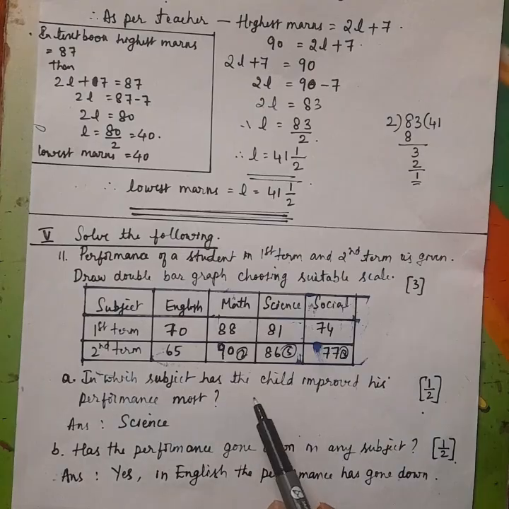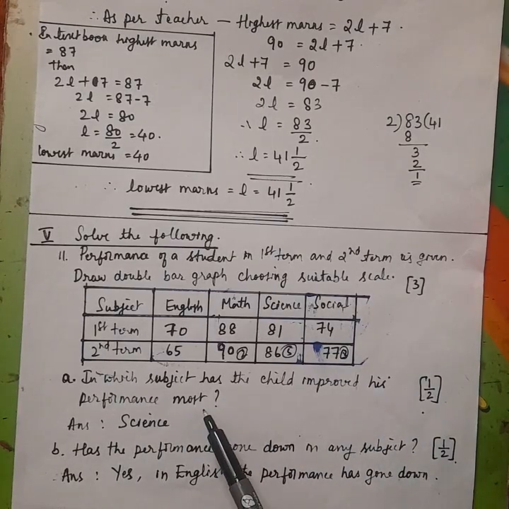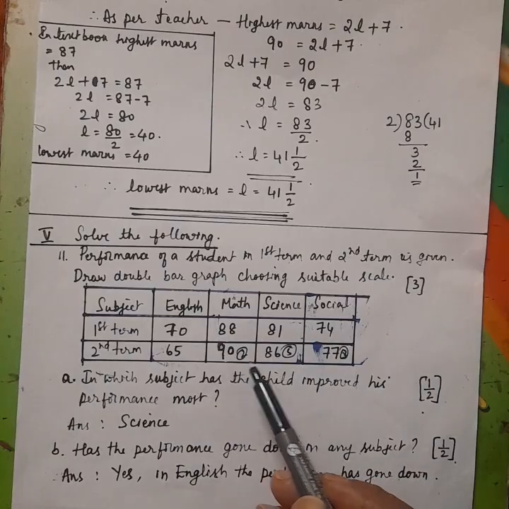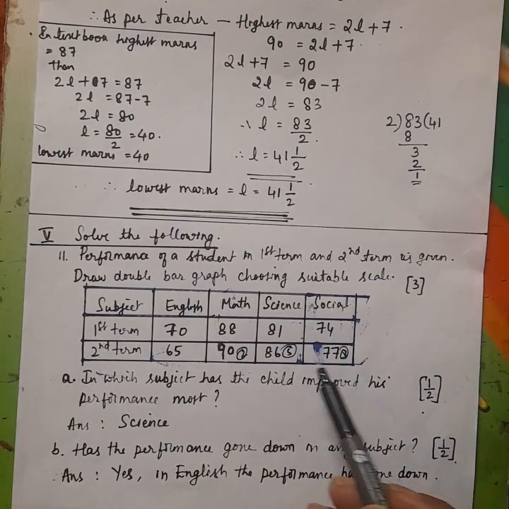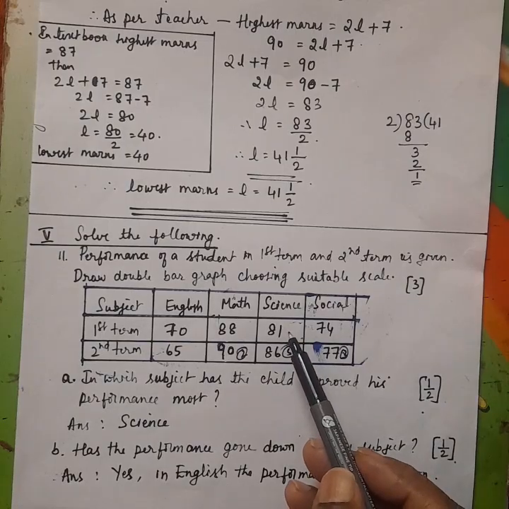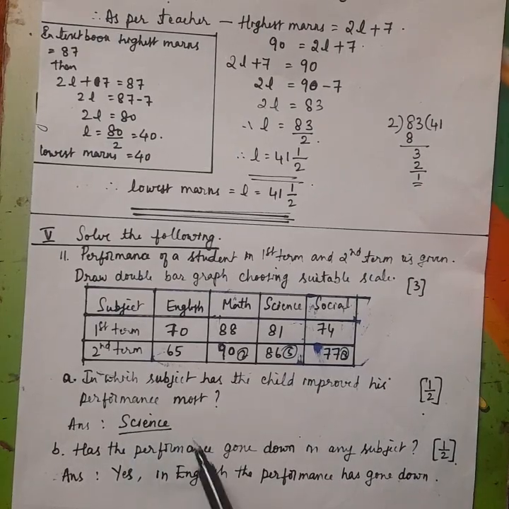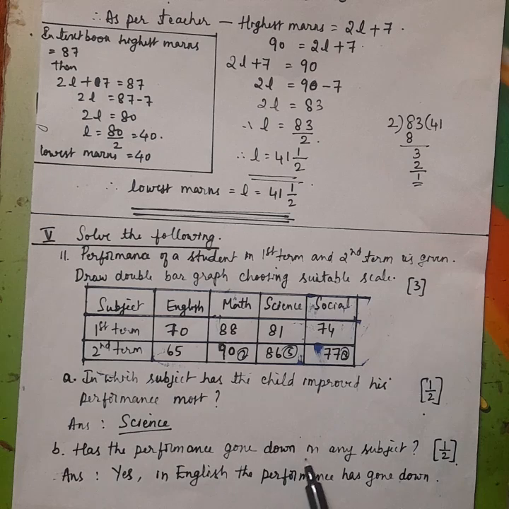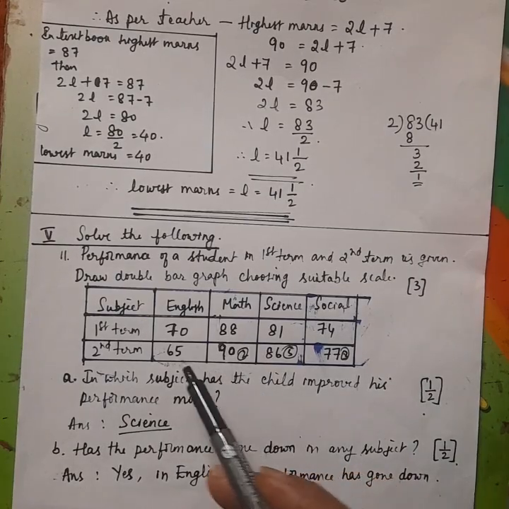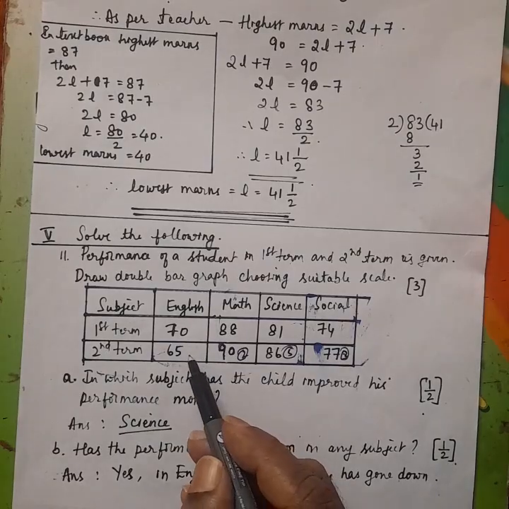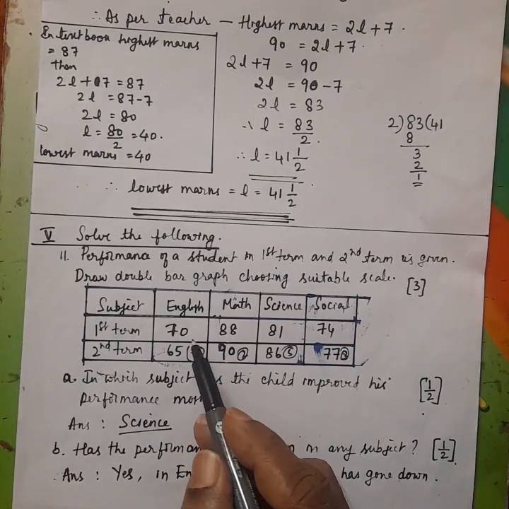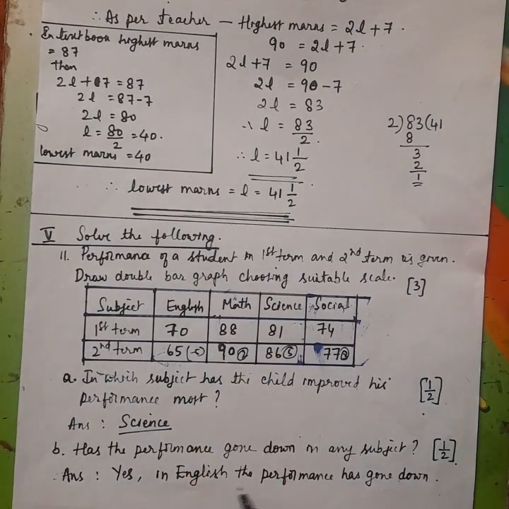So the question is, in which subject has the child improved his performance the most? Here 2, here 5, here 3, so 5 is the highest. So the performance has increased most in the subject of Science, so Science is the answer. Now what is the second question? Has the performance gone down in any subject? That is, has he gone down from the first term to the second term? Yes, in English he has taken minus 5, that is he has gone down 5 marks from the first term. So in English the performance has gone down. So this is the answer.